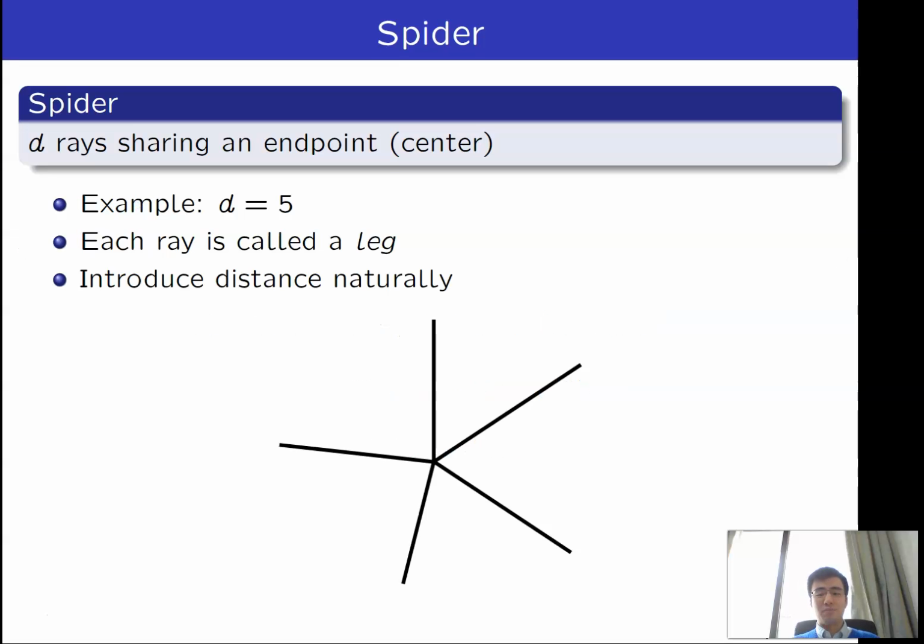First, we define the spider. A spider is a D-ray graph sharing an endpoint. The shared endpoint is called the center. This is an example of D equals 5. Each ray is called a leg, and we introduce the distance on it naturally.